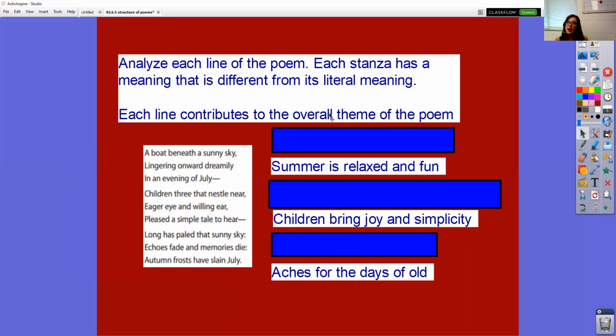So the theme of this poem: summer's relaxed and fun, and then you have children, and you ache for those days of old. One theme that you might learn, a moral or a life lesson, might be that time goes fast, life passes before you know it, so enjoy it while it's here. So you know that there is more than one theme to most everything that you read. As long as you learn something from it and can identify it, that's good.